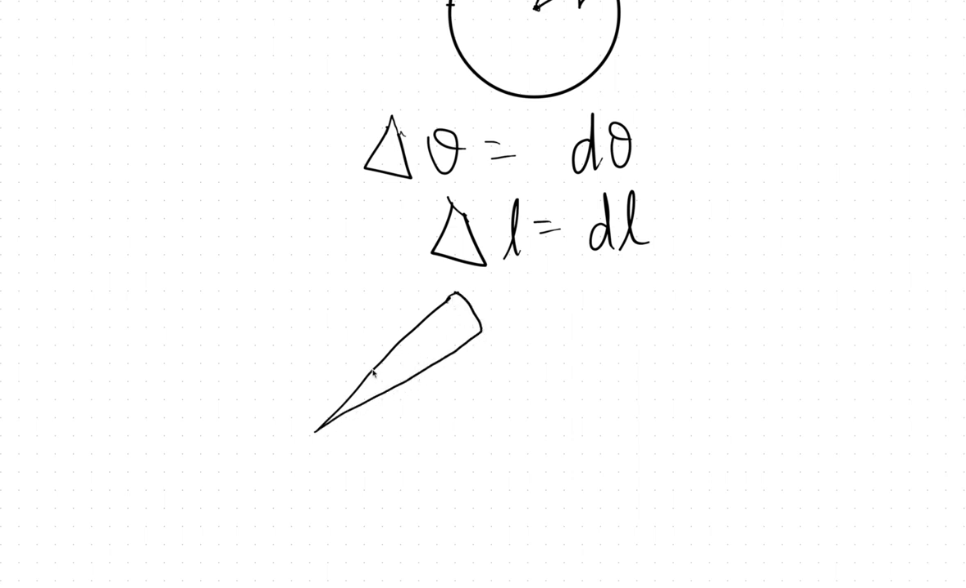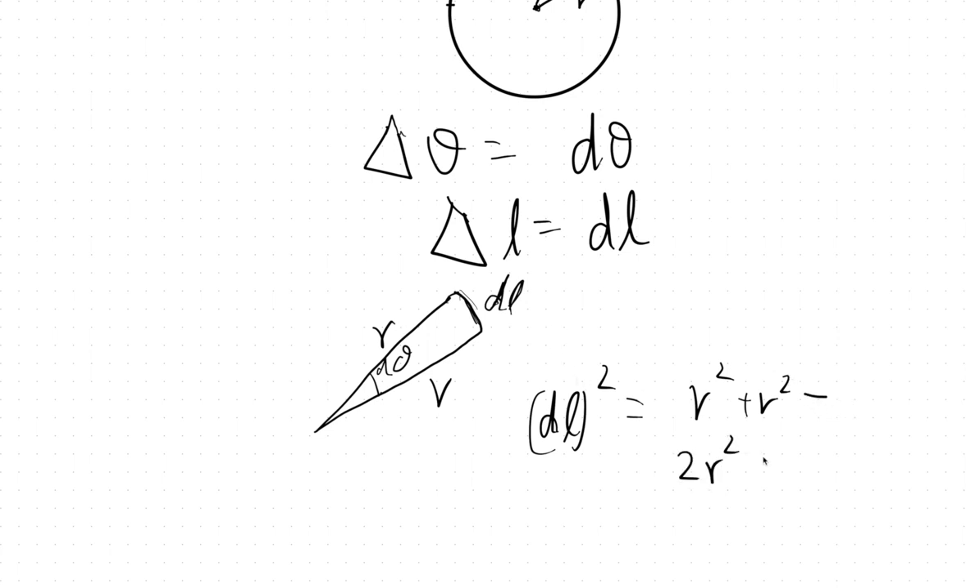Well, at such a small theta, d theta, and small dl, this part of the circle actually looks very close to a triangle, that the extra curve is basically negligible. So how do we use the formula which we have gotten? Well, dl whole square is equal to r square plus r square minus 2r square cos d theta.